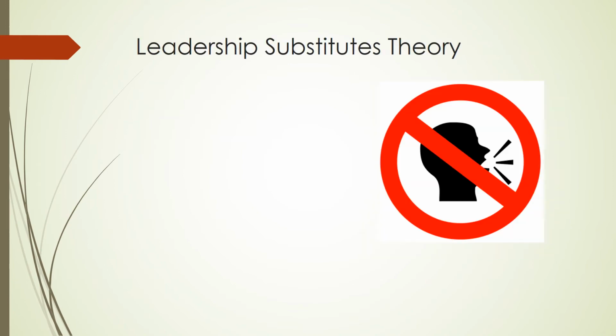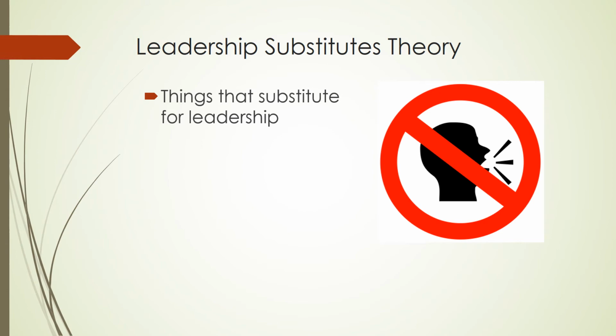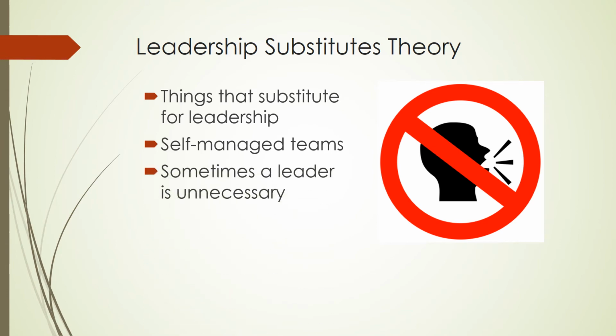This brings us to the leadership substitutes theory. Sometimes, a leader cannot affect his or her followers' behavior. Substitutes for leadership include characteristics of the followers, the task, and the organization that replace the need for a leader. This theory is why many organizations have self-managed teams working to complete certain tasks. Sometimes, a leader is unnecessary to achieve a specific goal.